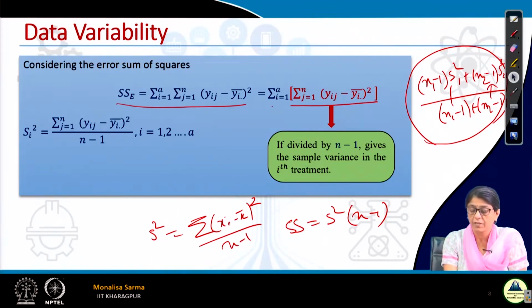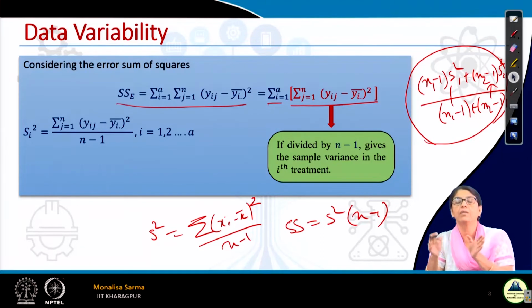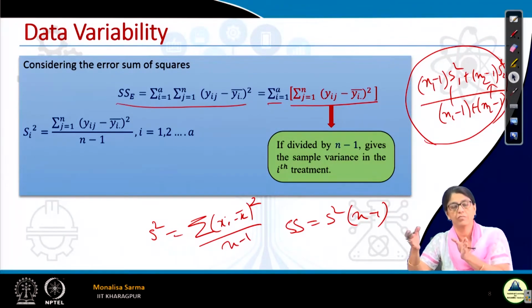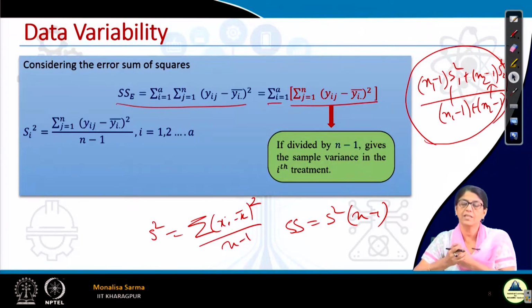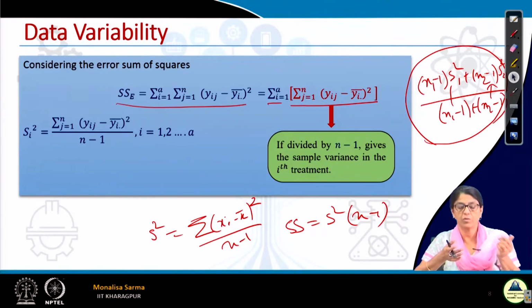Similarly, for all these levels, if I divide by n minus 1 correspondingly, then it is nothing but a weighted sum of all the variances of all the levels. So that is again the pool variance estimate, because initially we have assumed that the population variances are same. So we need to find out what the population variance is. How did we do that? We found out the sample variance. From the sample variance, we come out with the pool variance estimate of the population.